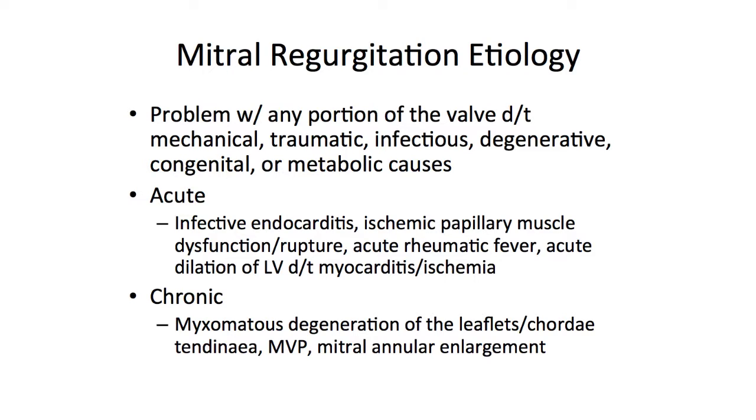Mitral regurgitation can be seen when there's a problem with any portion of the valve due to mechanical, traumatic, infectious, degenerative, congenital, or metabolic causes. Acutely, mitral regurgitation can occur with infective endocarditis, ischemic papillary muscle dysfunction or rupture, acute rheumatic fever, or acute dilation of the left ventricle due to myocarditis or ischemia. Chronically, it can be due to myxomatous degeneration of the leaflets or chordae tendineae, mitral valve prolapse, or mitral annular enlargement.